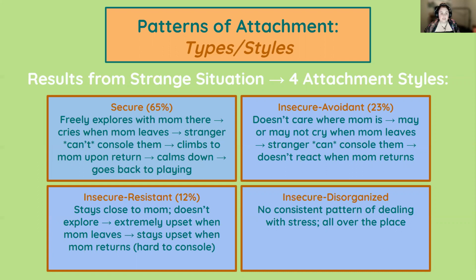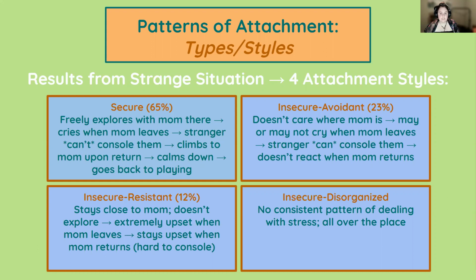Next, we have insecure avoidant, which accounts for about 23% of children. With this attachment style, these children in the strange situation didn't really care where the mother was sitting while playing. They may or may not cry when the mom leaves, and if they do cry, the stranger can calm them down. And when the mom returns, the child doesn't really react.